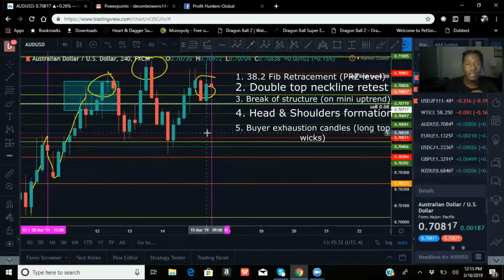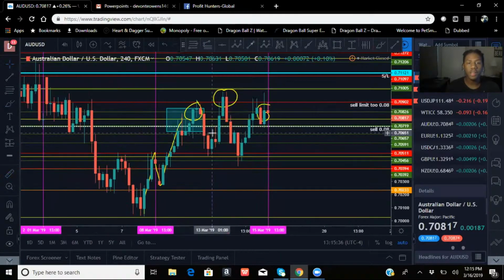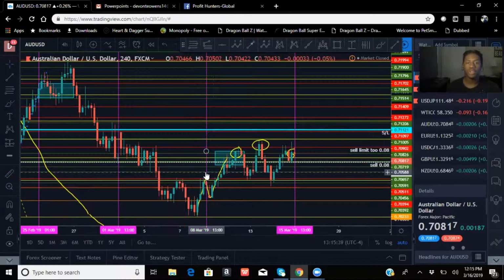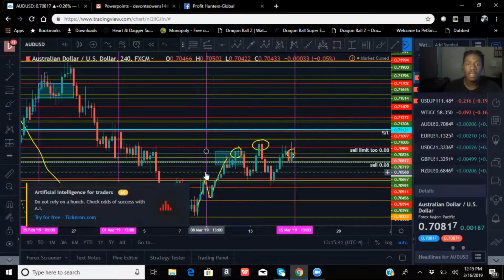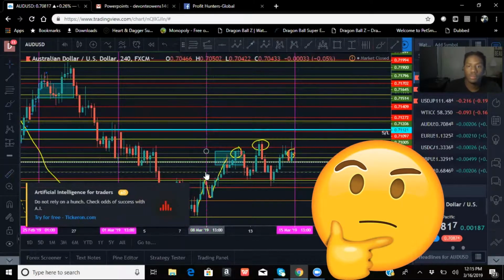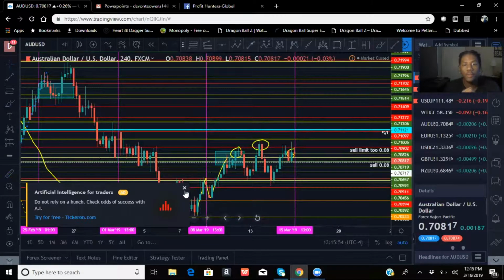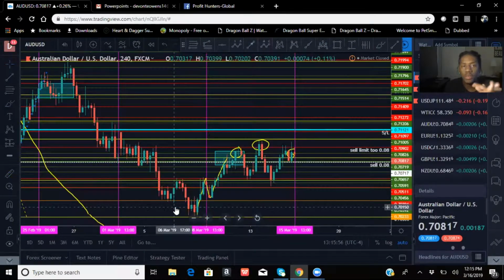So let me ask you this, profit hunters and YouTube people. Does anything in what I showed you tell you to buy? Does anything in that situation suggest that the market will make an upward move? Don't worry, I'll wait. No, it doesn't, right? So therefore, there's no reason why next week on Australian dollar, US dollar, you should be buying anything.